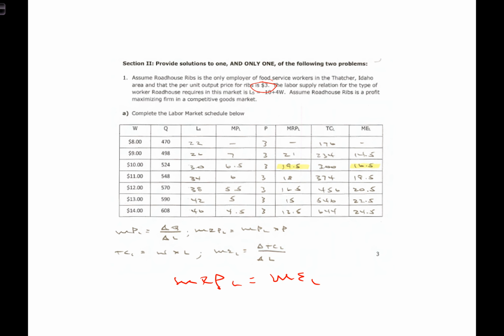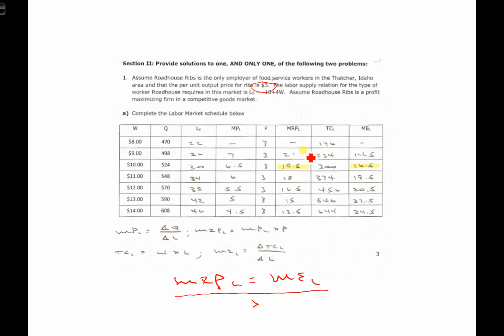And we know that this is a profit maximizing firm, and they're in a competitive goods market. Well, profit maximizing firms want to have enough workers to maximize the condition of marginal revenue product of labor equals marginal expense of labor. And if it can't equal it, we want to be greater than. So in this case, we look and we say, okay, we can have 21 MRP of L and 14.5.